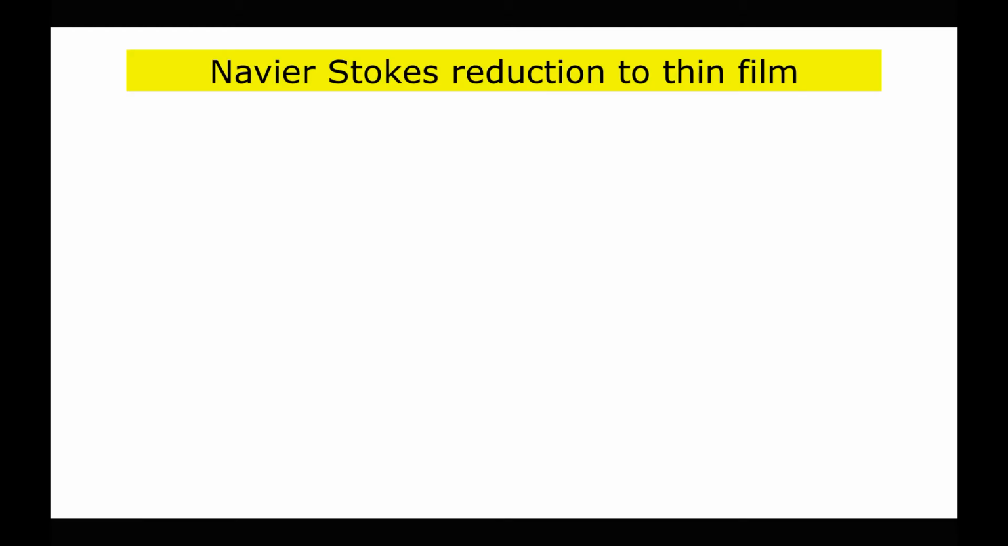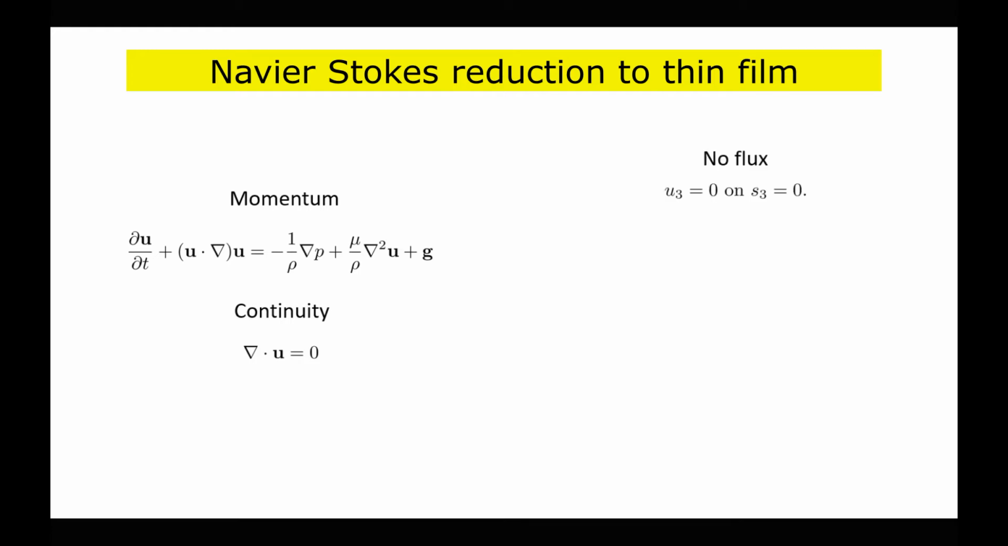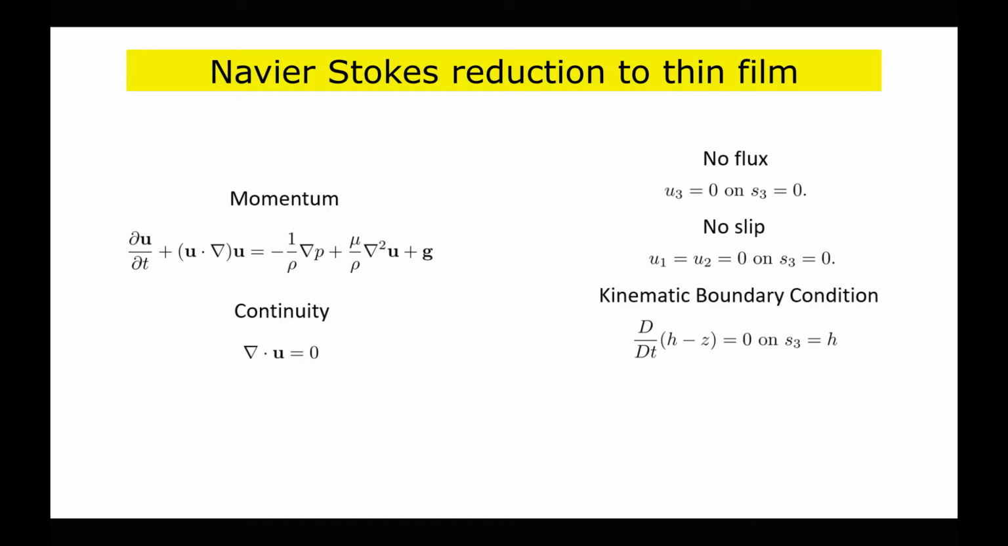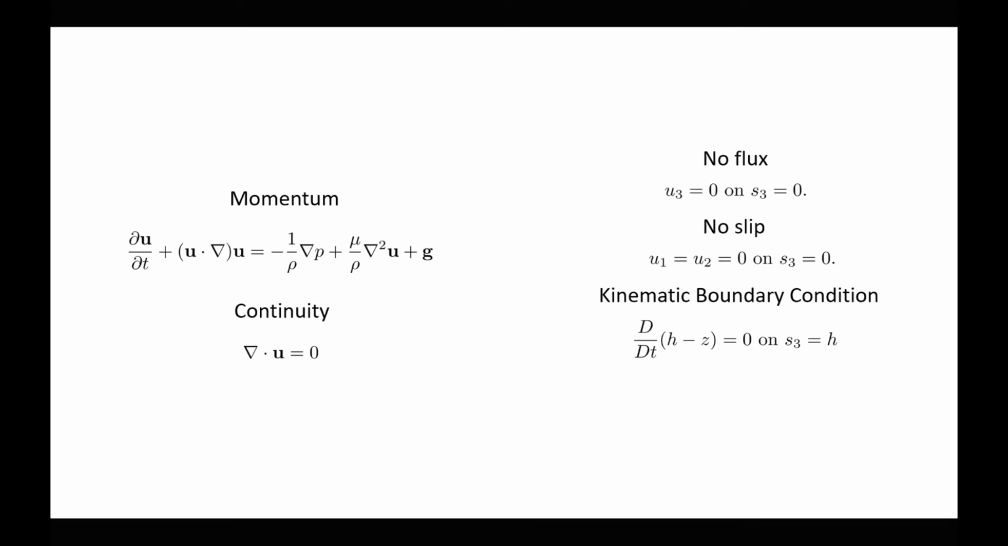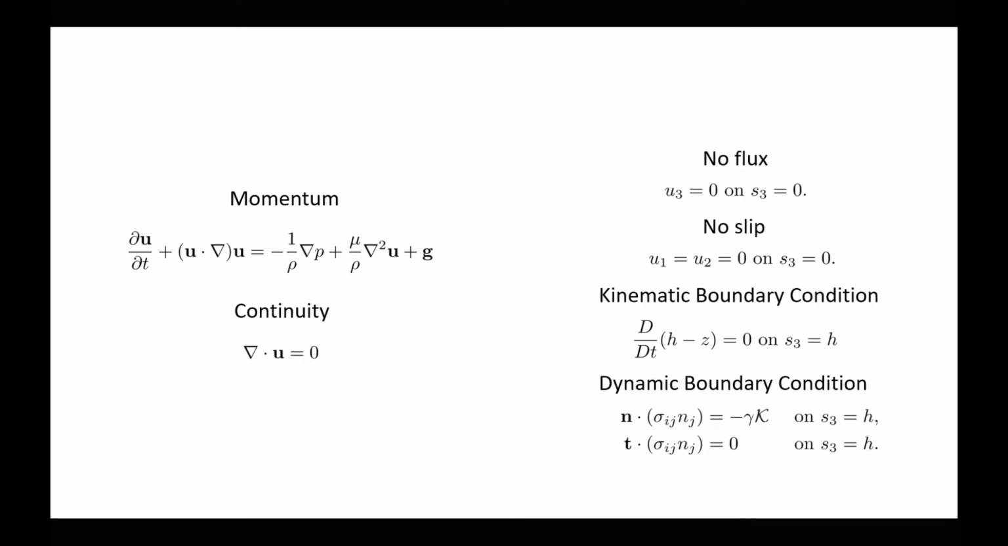Having established our geometry system, we now break down the Navier-Stokes equations to the thin film PDE. For an incompressible flow of fluid density ρ and viscosity μ, the governing equations are the momentum and the continuity equation. We also prescribe 4 boundary conditions. These are the no flux on the substrate, the no slip condition on the substrate, the kinematic boundary condition on the free surface, which indicates that fluid on the surface stays on the surface, and the dynamic boundary condition on the free surface. This consists of 2 components.